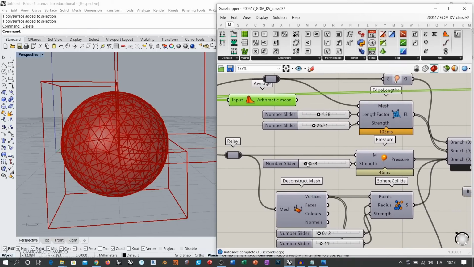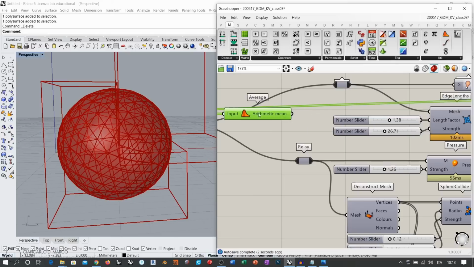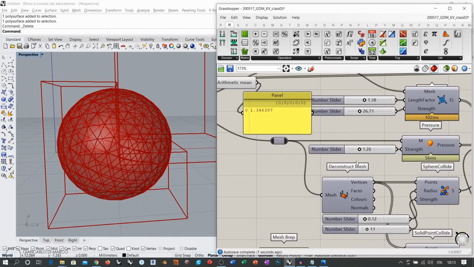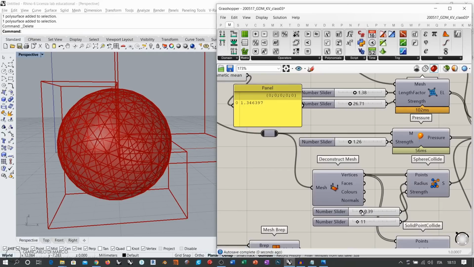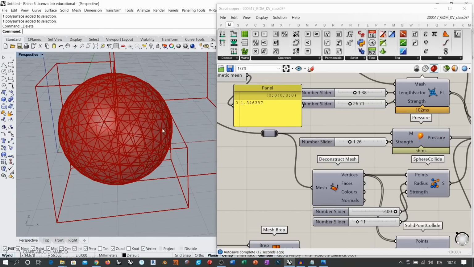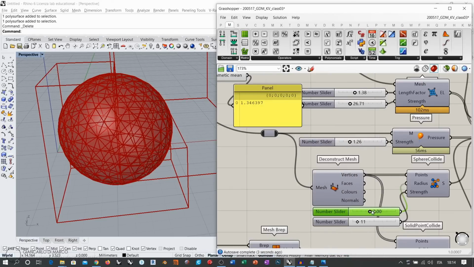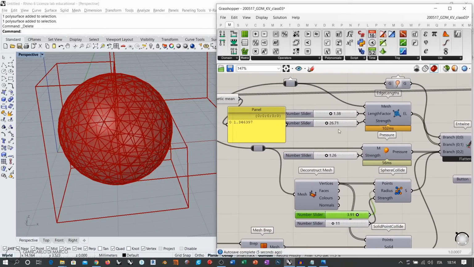So let's say that we want to also inflate this mesh. Let me grab a panel so we can see it directly here, 1.34. Let's also program some kind of sphere collide. So let's increase this. You see that it's not having effect because we already have some wider separation between these points. So eventually we can also increase this to something more. This is not sorting any effect right now.